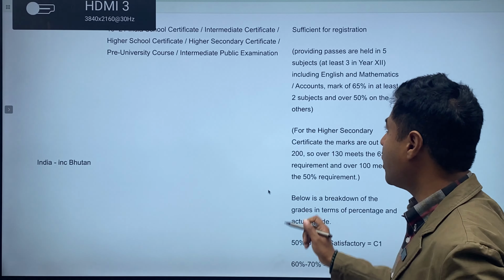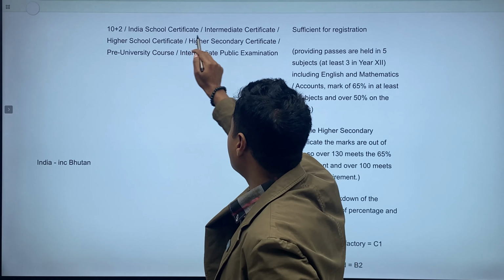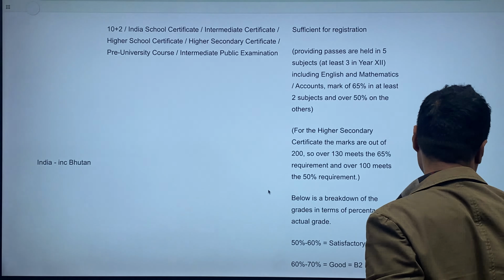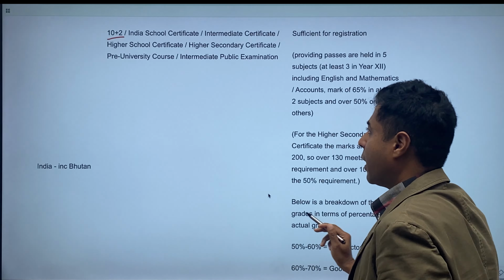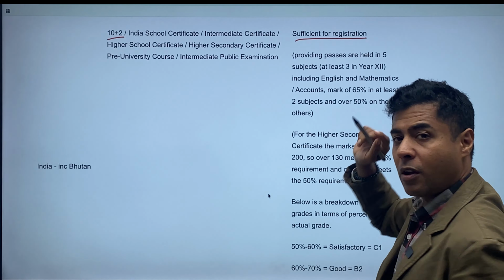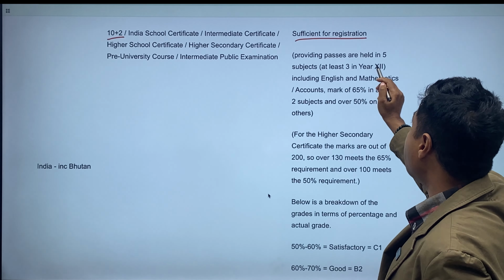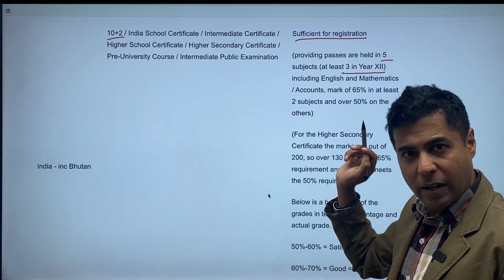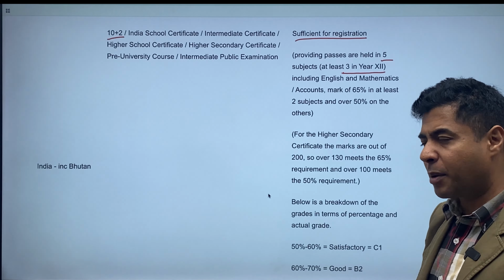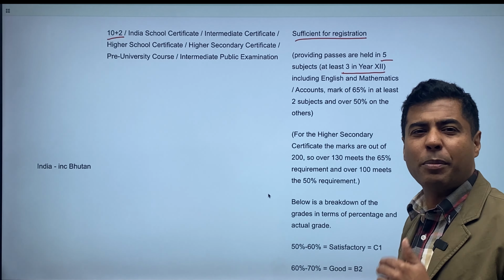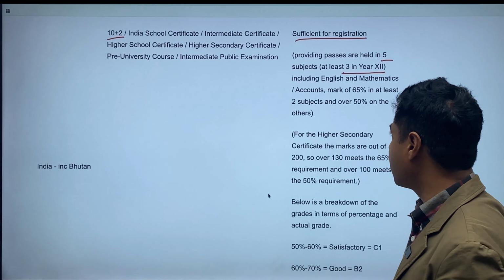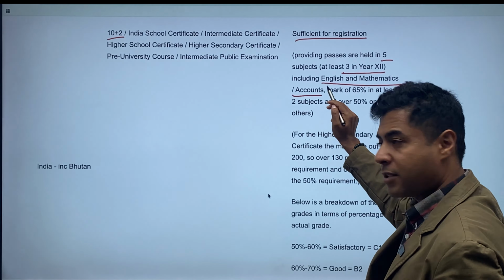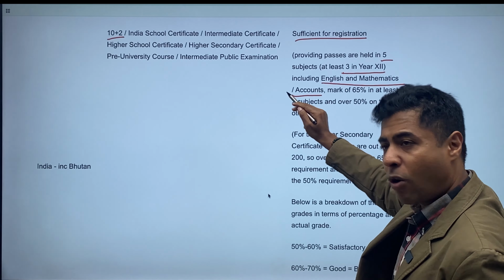If I am going for 10 plus 2, let's understand what the 10 plus 2 requirement is and what all is required in each of these. If I finish my 10 plus 2 through any of the boards, I would be allowed to opt for ACCA registration. Sufficient. What do I need now? Passes in 5 subjects, with at least 3 in year 12. You have to pass at least 3 subjects, and if you have marginal supplementary and you are applying for it, it is okay. These should include English and mathematics or accountancy.